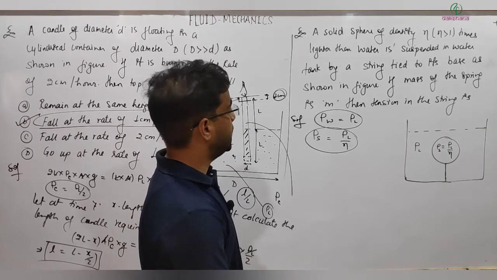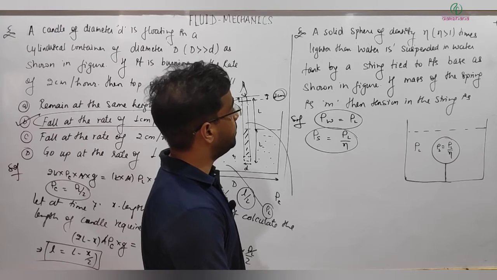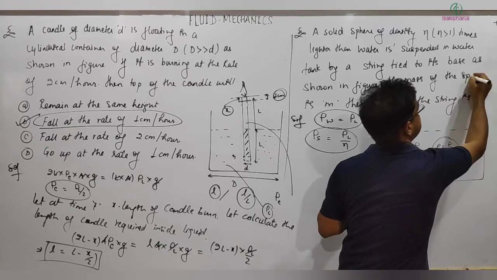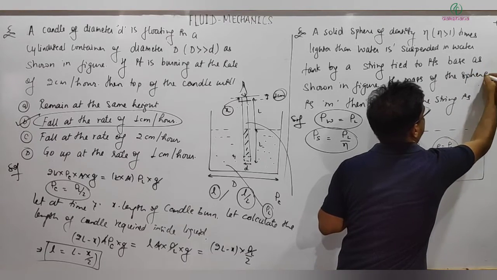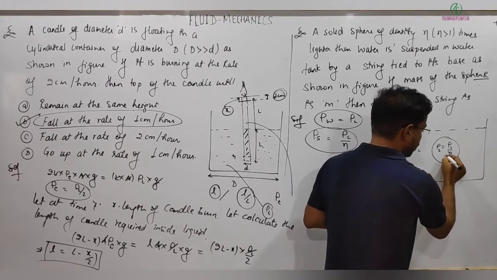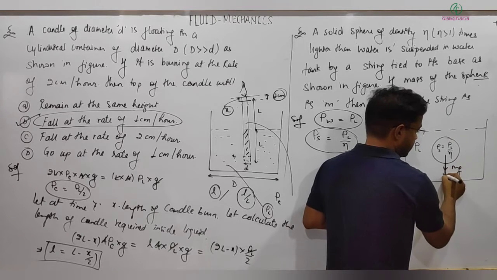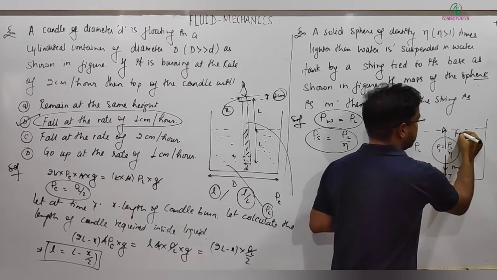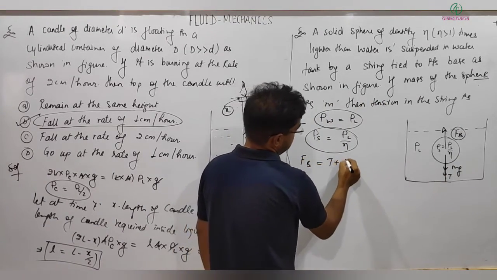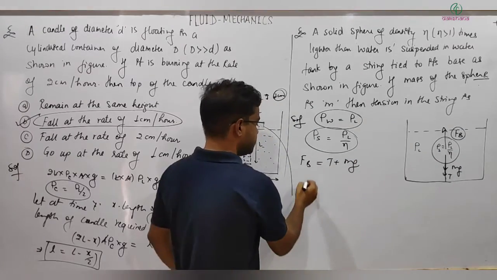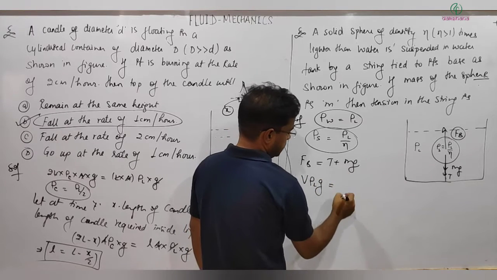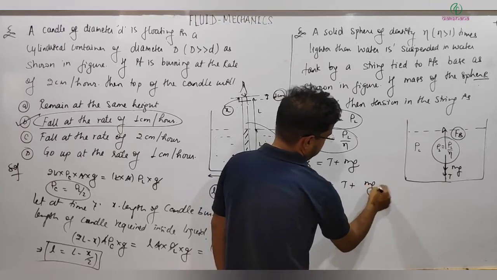If the mass of the sphere is given as m, then what is the tension in the string? So why will tension be there? What is happening? mg force will be acting, and some tension, these all are balancing the buoyancy force. Simple thing, right? So we just need to balance: buoyancy force is equal to tension plus mg. What will be the buoyancy force? If its volume is V, then V rho liquid into g is the buoyancy force. Tension I need, and mg.